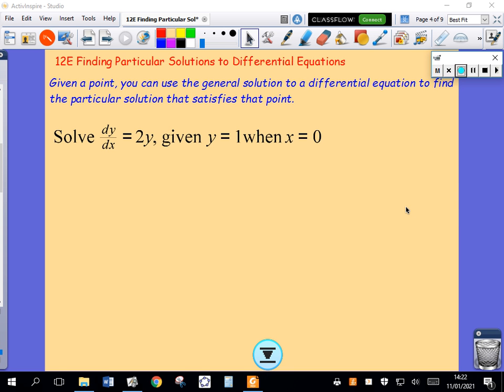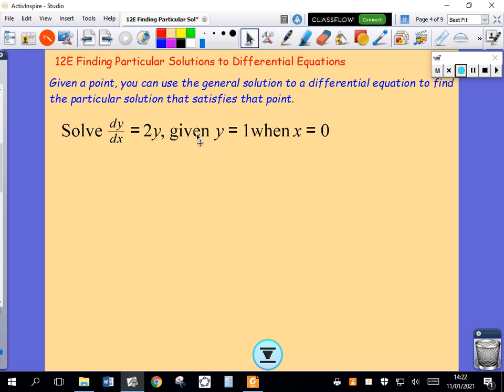Okay, in this lesson I want to continue our work on finding particular solutions to differential equations. So again, we're given this question, we're asked to solve dy dx equals 2y, so that means solve for y, given that y is equal to 1 when x is equal to 0. So I'm going to try to solve this equation, try to find the value for y in terms of x, and given some conditions on my variables here, y has to be 1 when x is equal to 0.